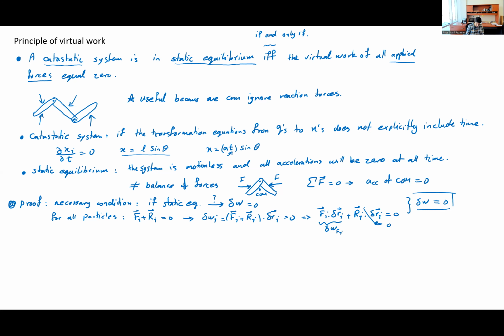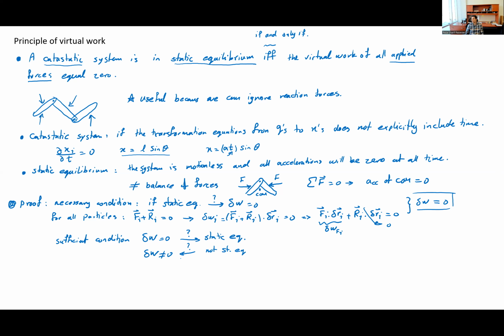So that's one way. The other way is the sufficient condition, the other way around. If delta W is 0, does this mean we are in a static equilibrium? Instead of working with this, let's go in the opposite direction. If not in a static equilibrium, does this mean delta W is not 0? And this is easier to work with.